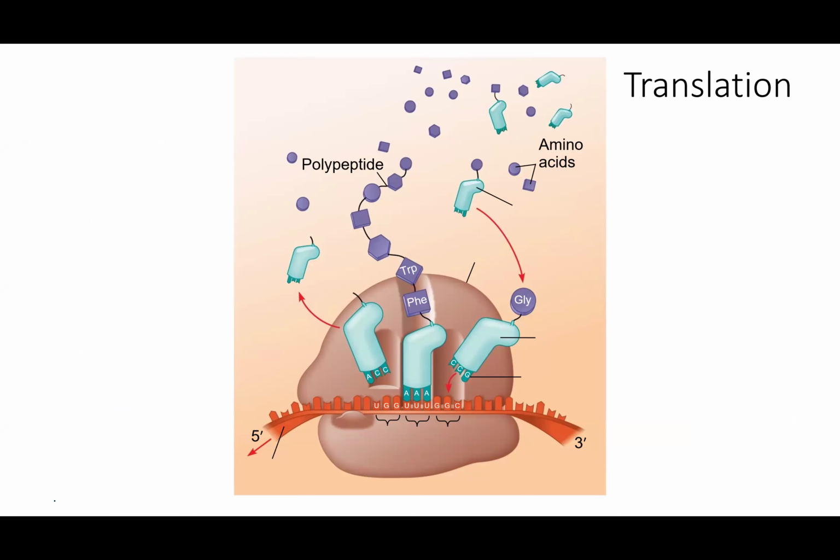Again, we're going to do the same kind of thing. We're going to talk about a brief overview of the process, and then some of the details of some of the players in the process, and then some of the details about how it happens. So this is translation. This is section 17.4 in the book, and this is taking RNA and making a polypeptide or a protein.